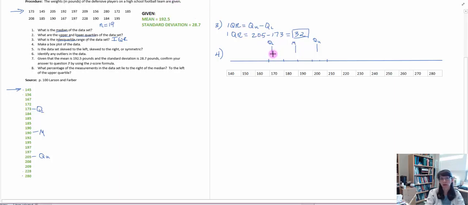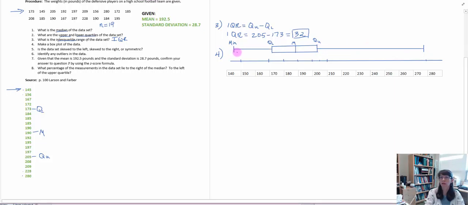To construct the box, I'm going to draw a horizontal line from the lower to the upper quartile, and then I'm going to draw another horizontal line at the top of these bars. Next is the construction of the whiskers. The whiskers are formed by placing a vertical line at the minimum and maximum values. Our minimum was 145. I'll label that min. And our maximum value was 280 pounds, so way at the other end. Again, I need to connect these vertical lines to the ends of the box. And this is how the whiskers are formed.